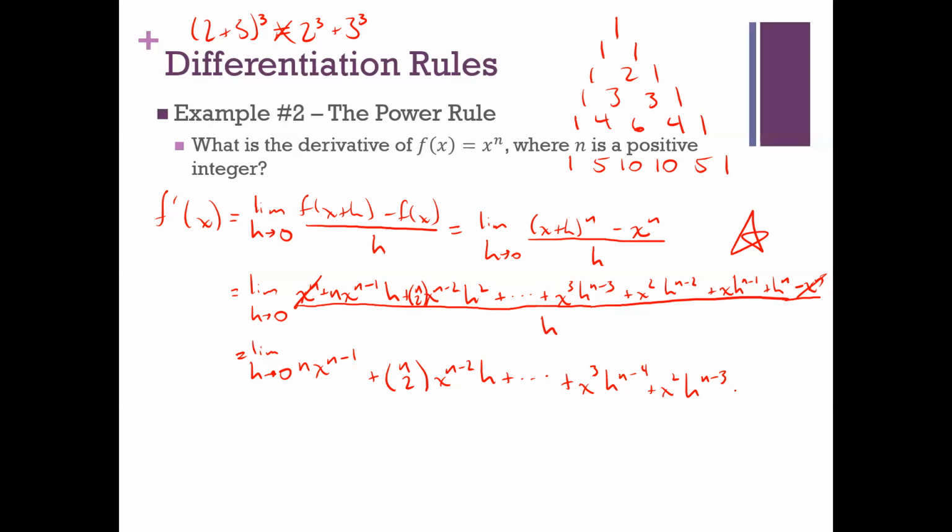So is this a limit I can evaluate now? What's going to happen as h goes to 0? What's going to happen to all those terms that have an h? They're all going to go to 0, right? So the only thing I have left is this limit. The limit as h approaches 0 of n times x to the n minus 1. And I don't even need that limit anymore.